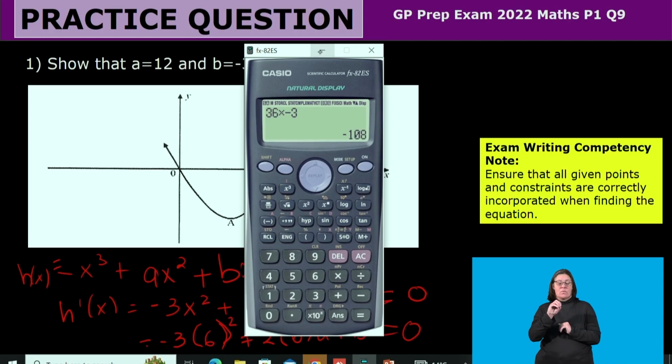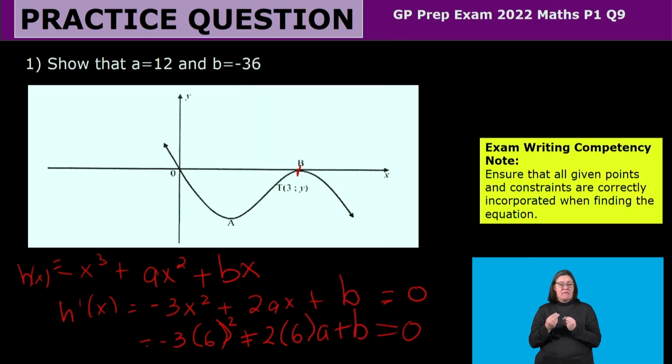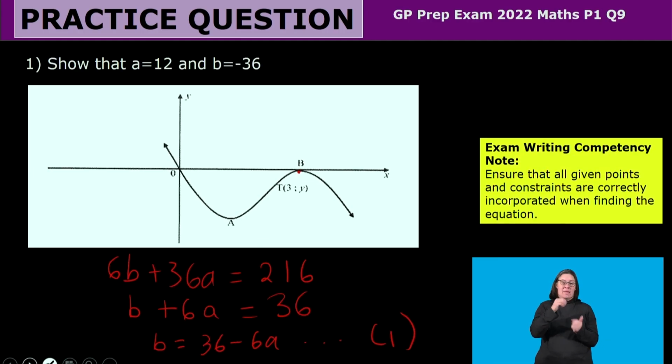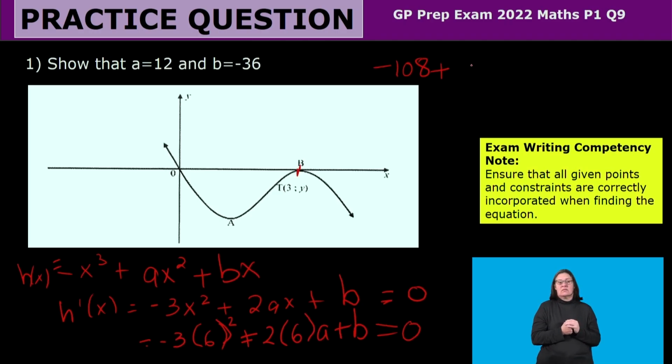We've got minus 108, plus 12a plus b equal to 0. All right, and what I'm going to do is I'm going to leave you with this.